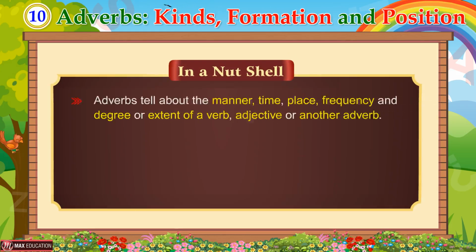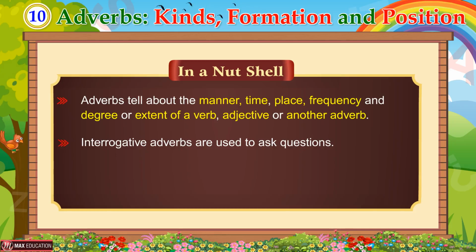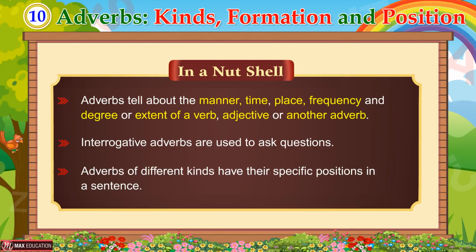In a nutshell, adverbs tell about the manner, time, place, frequency and degree or extent of a verb, adjective or another adverb. Interrogative adverbs are used to ask questions. Adverbs of different kinds have their specific positions in a sentence.